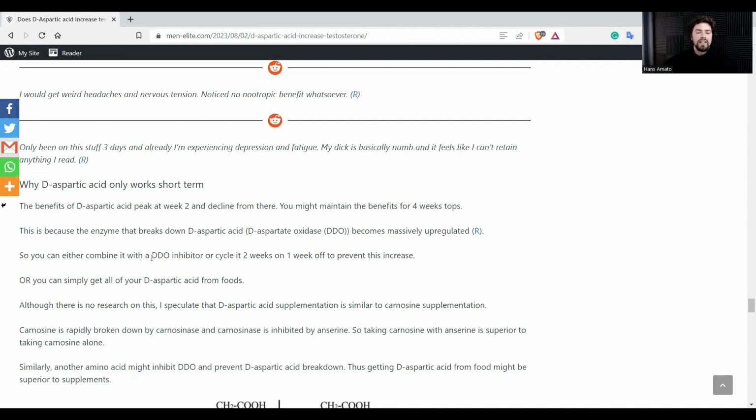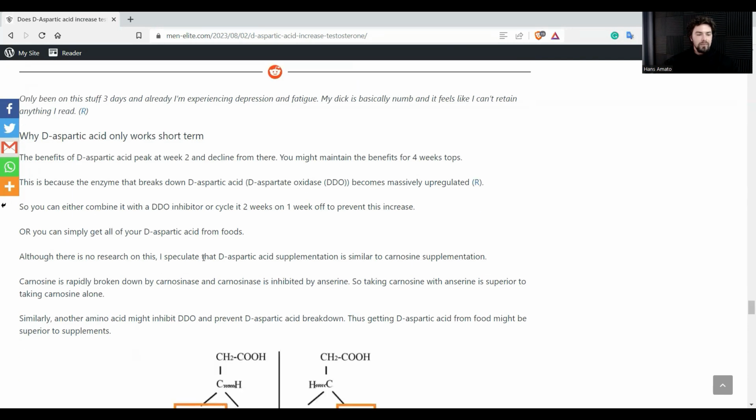So I struggle to find an easy DDO inhibitor, but there's probably some good ones out there. Or you can simply get your D-aspartic acid from foods, right? I will say which foods are high in just a moment. And I think foods are better, because in most cases foods are better.